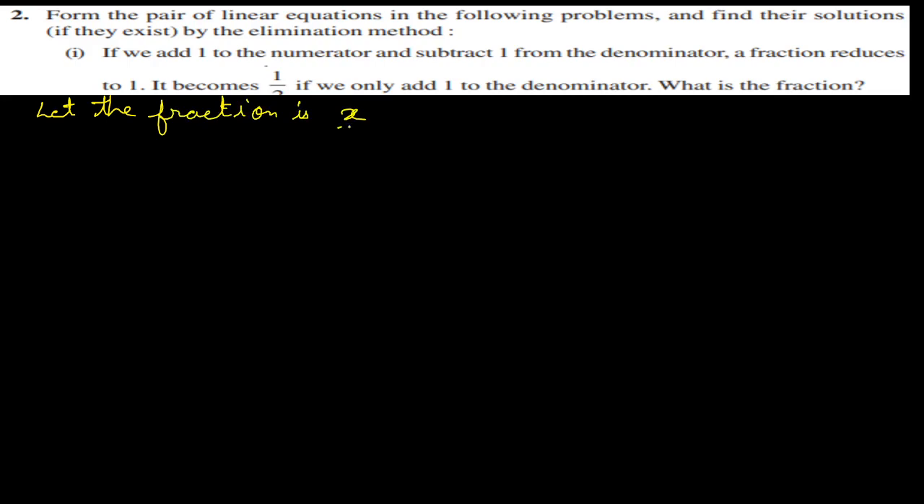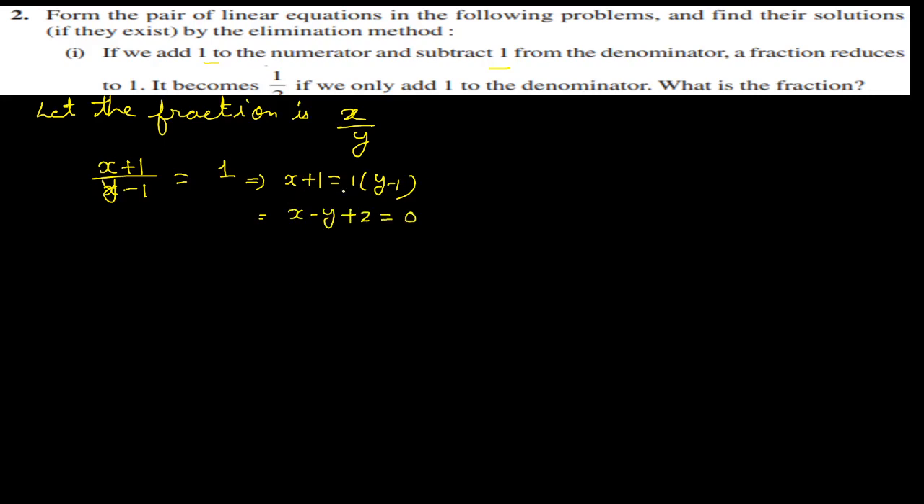Let the fraction be x upon y. Now, if we add 1 to the numerator and subtract 1 from the denominator, the fraction reduces to 1. So with the help of this, we will get one equation: x plus 1 is equal to 1 into y minus 1.